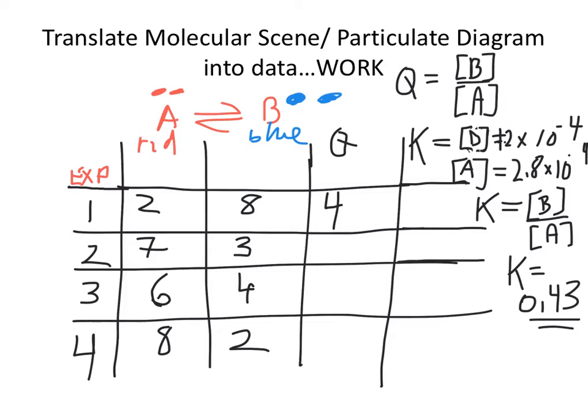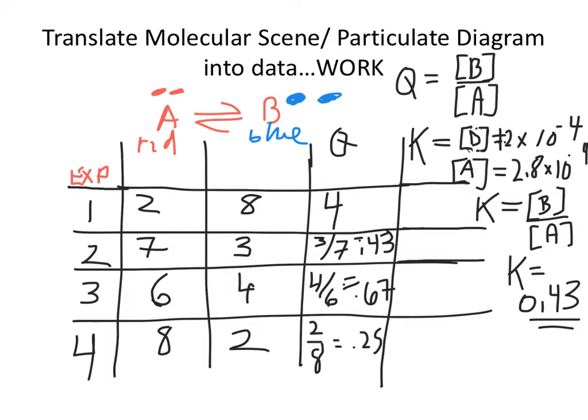3 over 7, so 3 divided by 7, gives us 0.43. The next experiment gives us 4 over 6, which gives us 0.67. And the last experiment gives us 2/8, which is 0.25. So these are all the values for Q. And now we must compare Q with K.